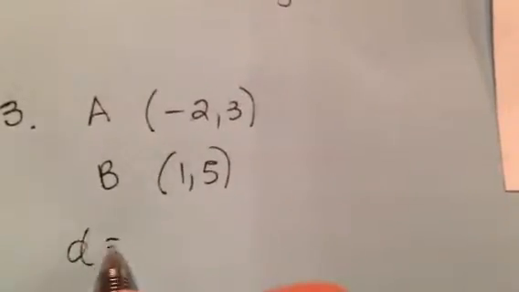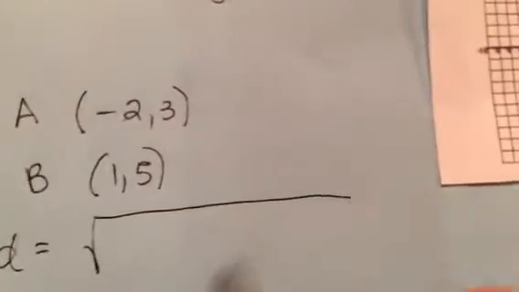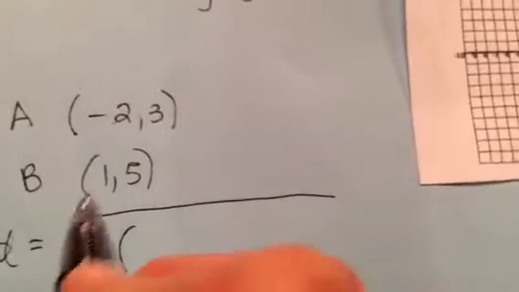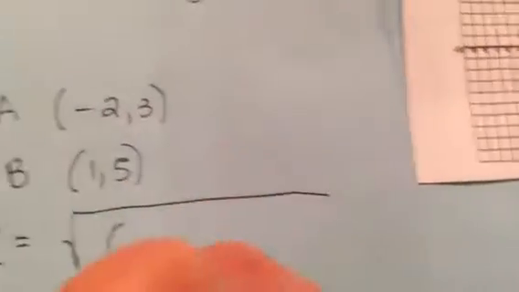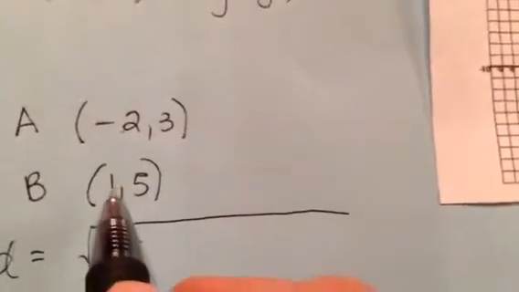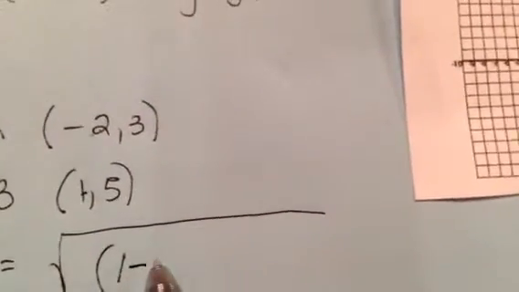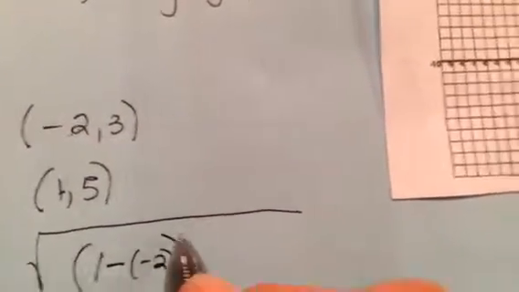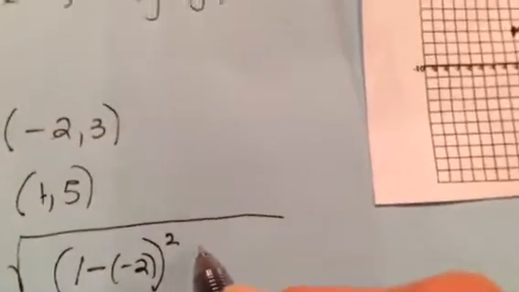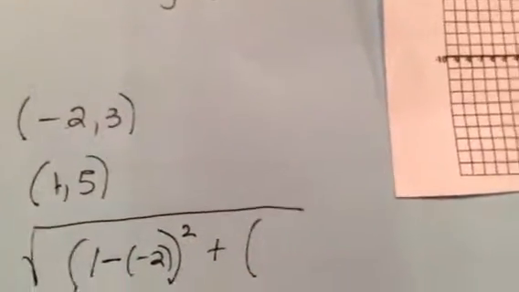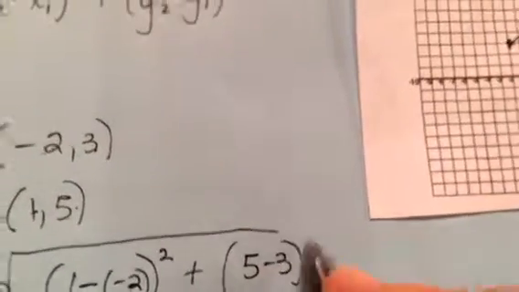So if I want to find the distance between these 2 points, square root symbol, this says take your x's and subtract them. You can subtract them in any order you want. I'm going to do 1 minus a negative 2, so 1 minus a negative 2 squared. Okay, and I'm going to subtract my y. So I'm going to do 5 minus 3. So I'm going to subtract them, and then I'm going to square it.